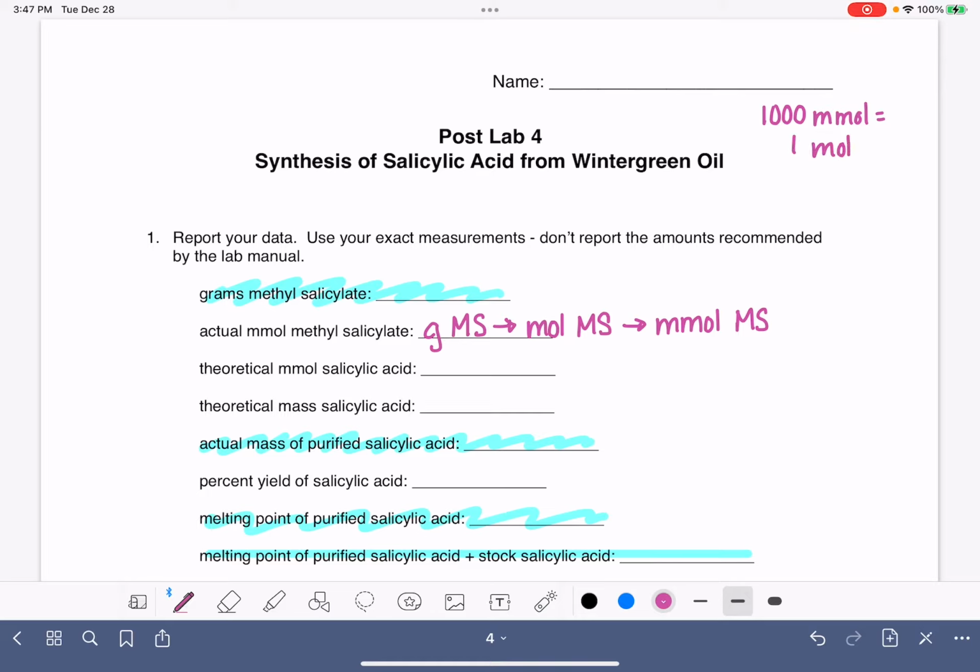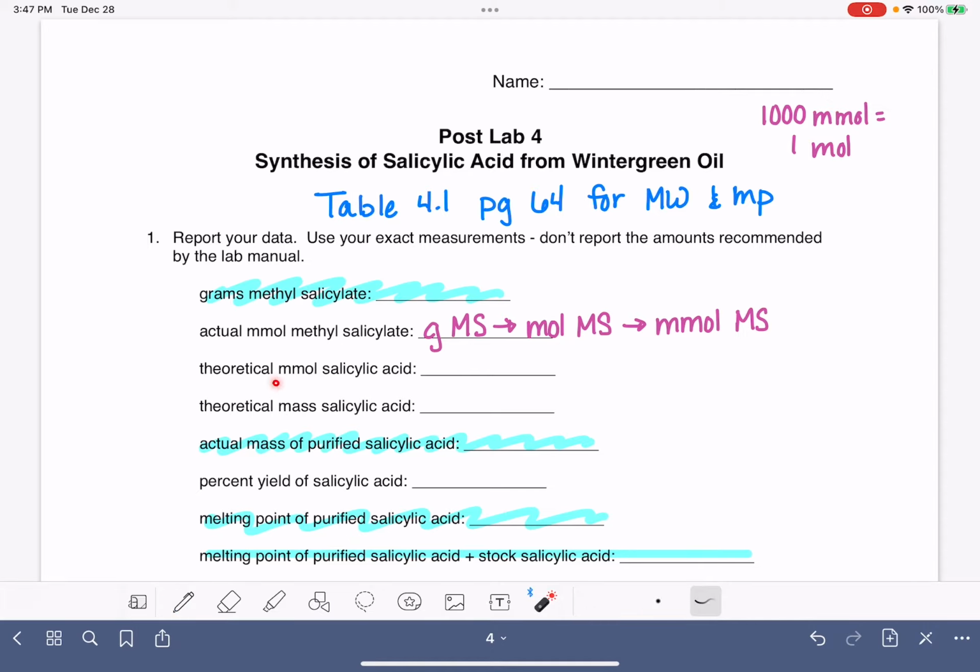And then also, for a gram to mole conversion, you need to use the molecular weight. Take the mass in grams and then divide that by the molecular weight. For all of these substances, all of your molecular weights are going to be in table 4.1, which is on page 65. That's going to be your molecular weights, and then also your melting points on there as well.